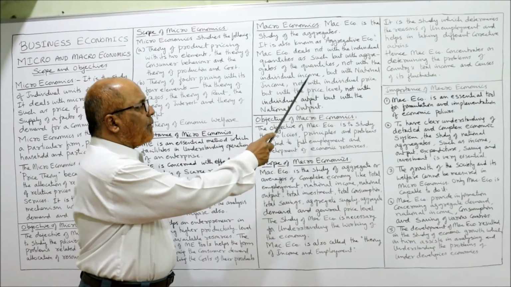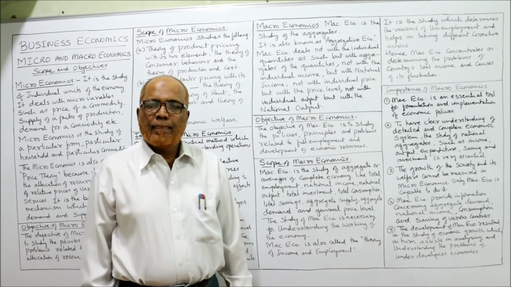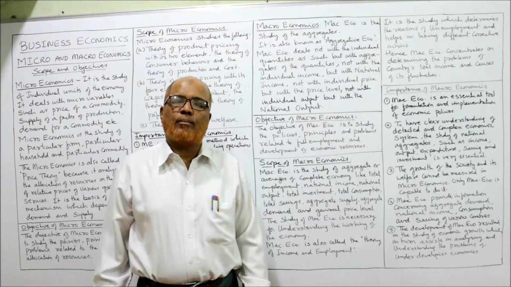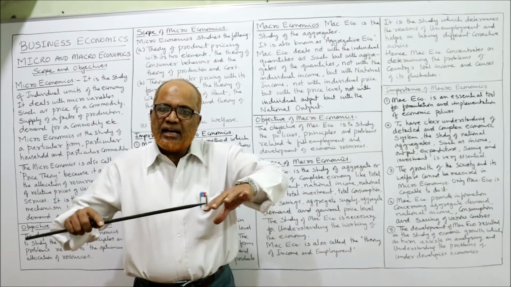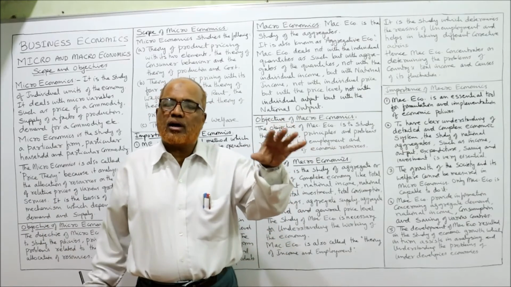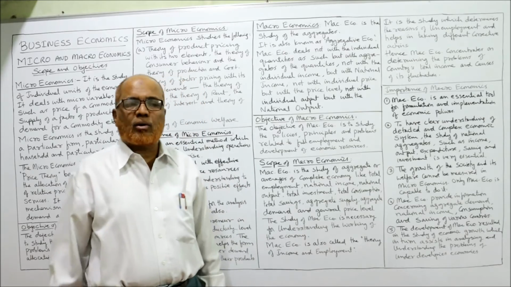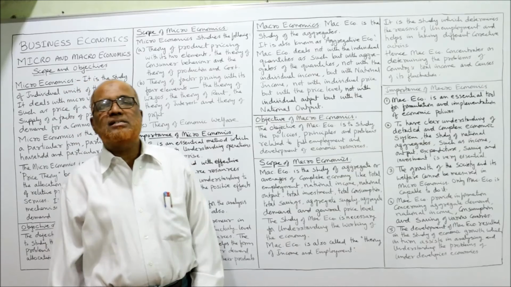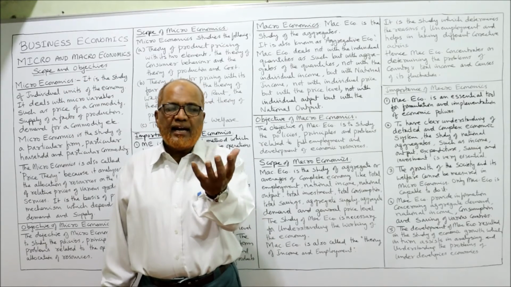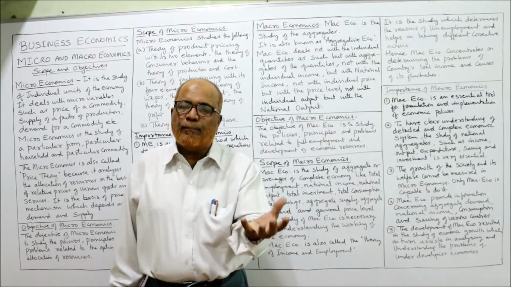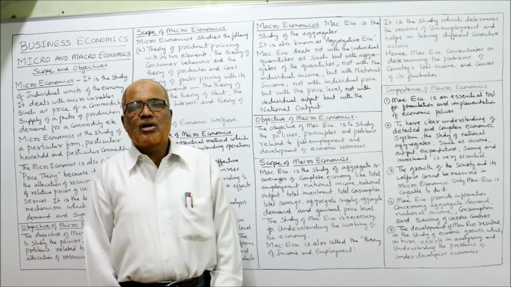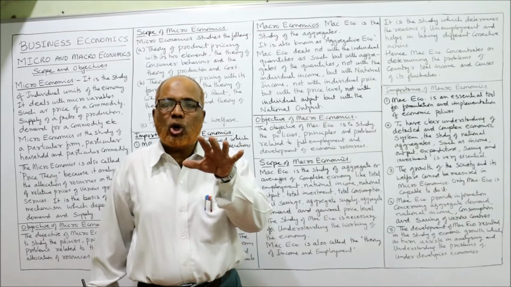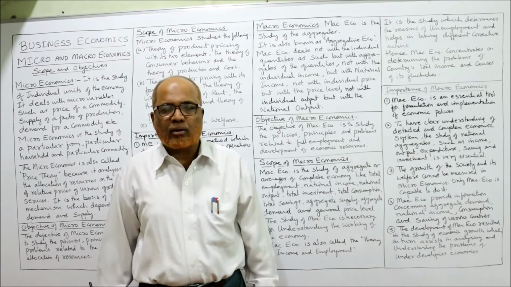And not with the individual income, but the national income. When we study only individual income of a unit, it is called microeconomics. When we study the national income of the whole country, it is called macroeconomics. Similarly, not with the individual price, but with the price level. When we study the individual prices of a particular firm, it is called microeconomics. When we study the general price level of the whole economy, that is called macroeconomics.